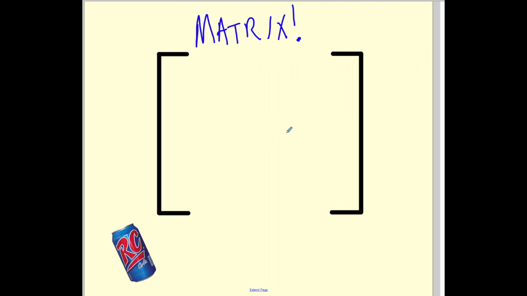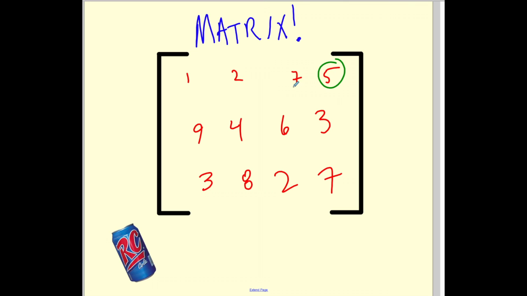Now, what I'm going to do first is fill our matrix with some numbers. Let's say 1, 2, 7, 5, 9, 4, 6, 3. Lastly, 3, 8, 2, 7. Try to organize them as much as possible. See these rows and columns. Every single number I just put in here is called an element. These are elements inside the matrix.